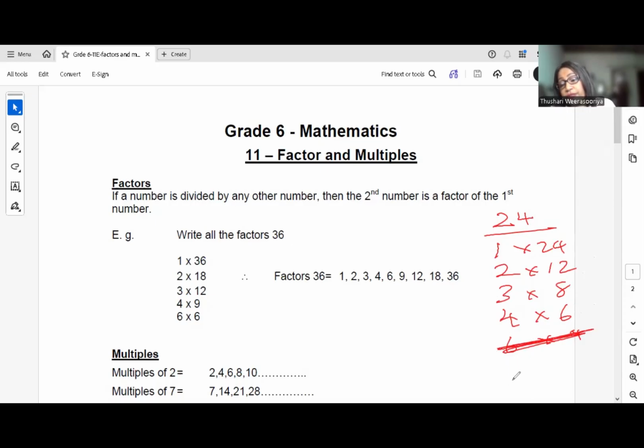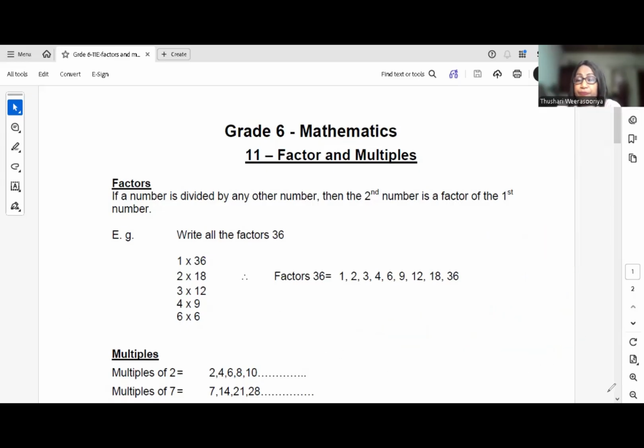Otherwise, you will go on writing a lot of things, but still you get the same thing. These are the only factors you get. Then what are the factors? 1, 2, 3, 4, 6, 8, 12, 24. In this method, you are definitely sure you have written all the factors. Sometimes you feel, whether I have written all the factors or not. Now here you don't miss any factors and you have written them in ascending order. See, there is a proper order.